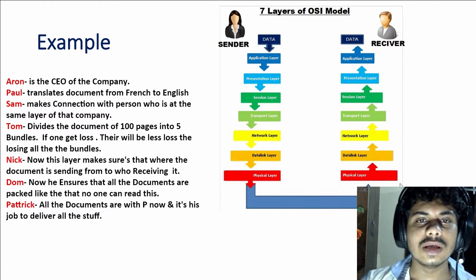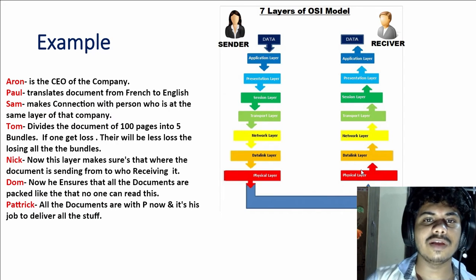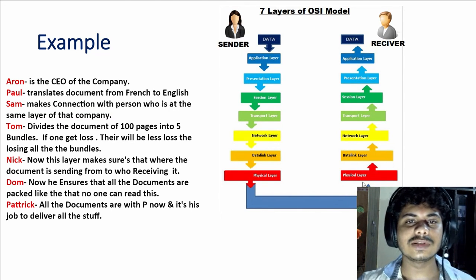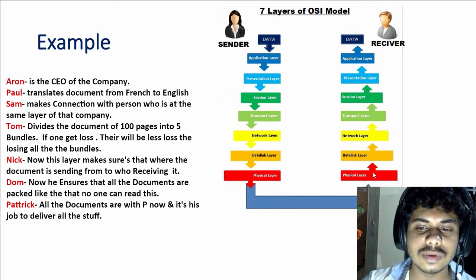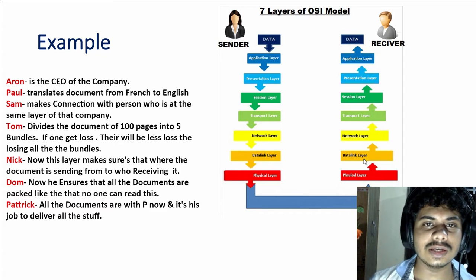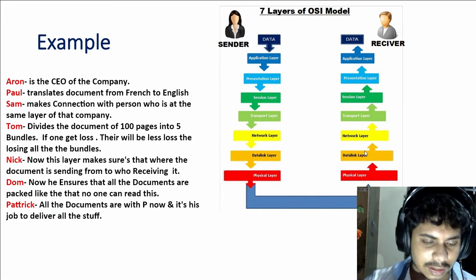So now Patrick goes from here to here. Now he is at the receiver's company, and he meets the person who is at the same position as Patrick. So now he is here. Now again he meets Dom. Dom means he meets the person who is at the same position as Dom. So he checks that, yeah.